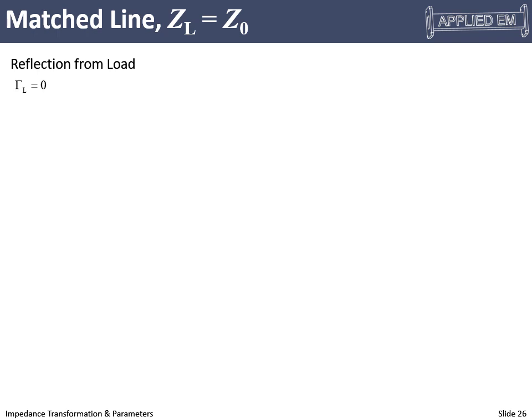Now let's say we have a matched line. So that means the load impedance is equal to the characteristic impedance. So if we have a 50 ohm transmission line, we're asking the question, what if we hook it up to a 50 ohm load? Well, if these are matched, the reflection coefficient goes to 0. That means there will be no reflected wave. If we're trying to get power to a load, this is ideal. This is what we want.